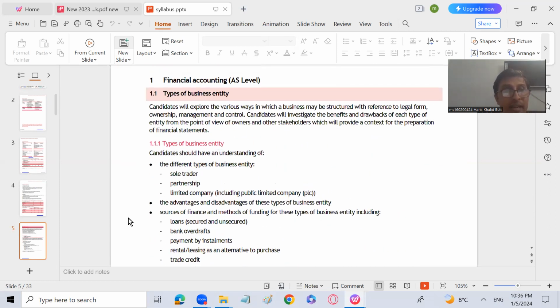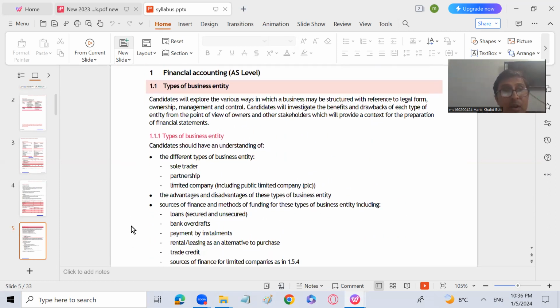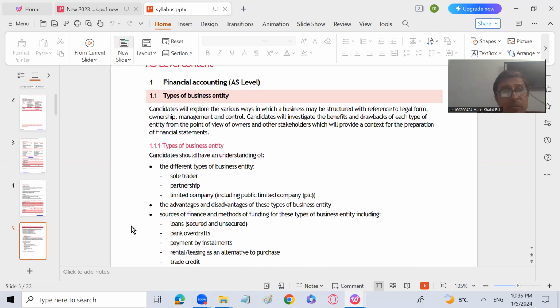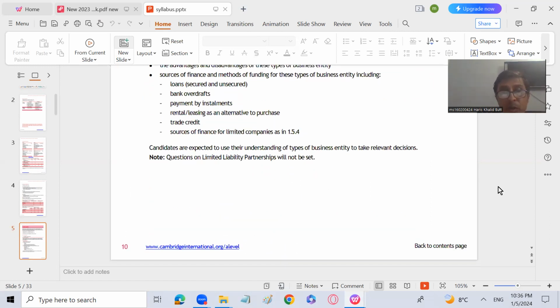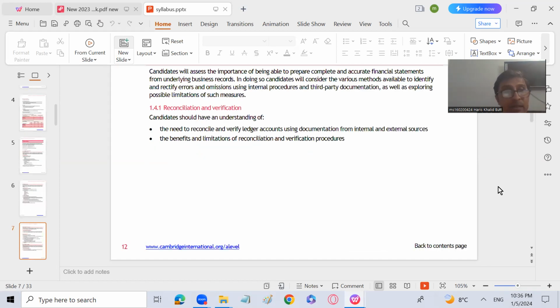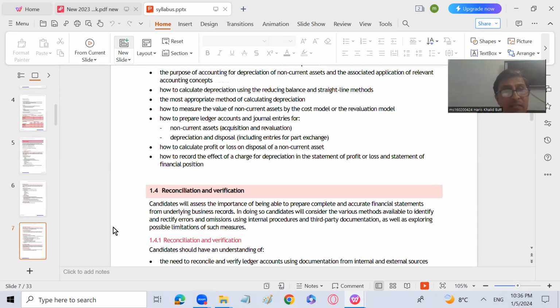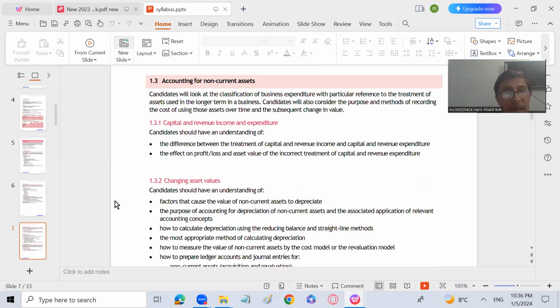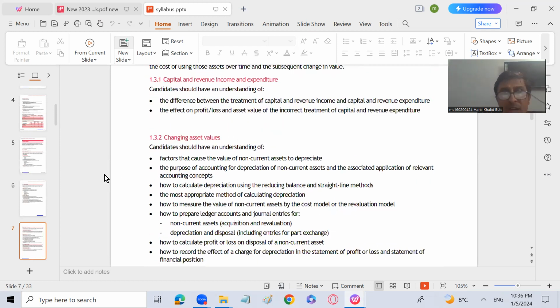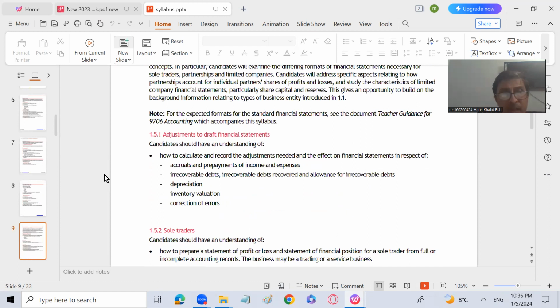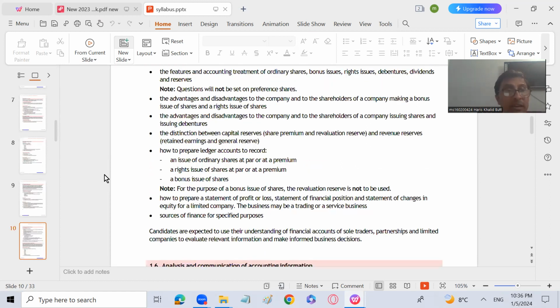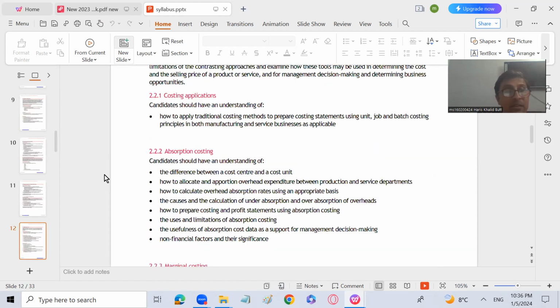So this is the course criteria, the content of the financial accounting, like AS level, types of business entity, it has been given, right? And you have to solve all these topics. Same is the reconciliation and verification. It includes capital and revenue expenditure, changing asset value. Obviously, a student who is very new to this level won't have an idea about the paper pattern and other things like a bank reconciliation statement, control account, sole trader. These are all the topics which you are supposed to cover.